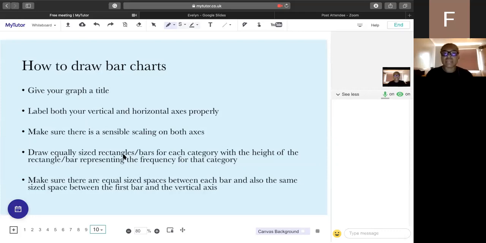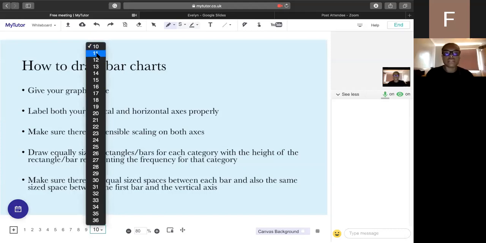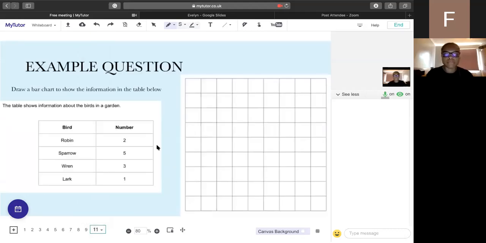So make sure that it's going up in 2s or 4s or 10s, whichever one is appropriate for the question and the data. Make sure that you draw equally sized rectangles or bars for each category, and make sure that your height is actually representing the correct frequency for that category as well. And make sure that there is an equal size space between each of your bars, including the first bar and your vertical axis. So we're going to go through an example on how to draw bar charts and get the full marks for the question.